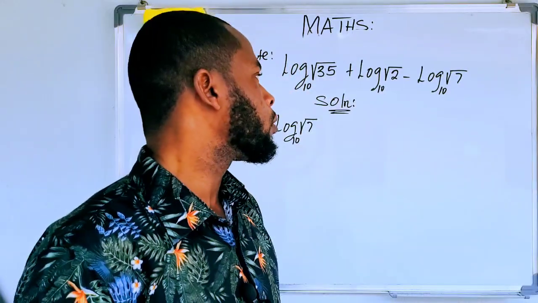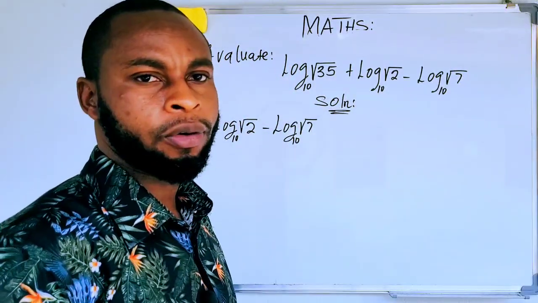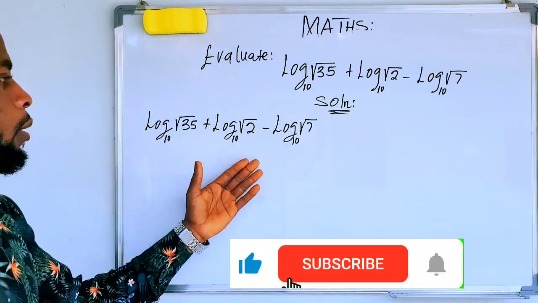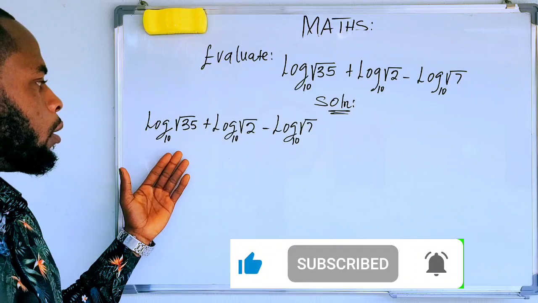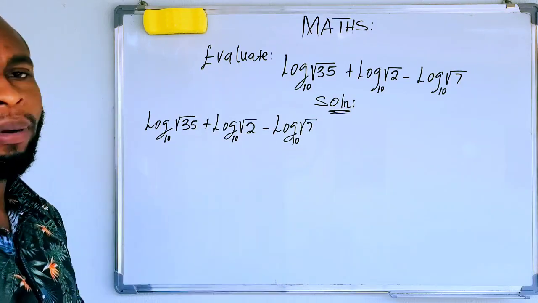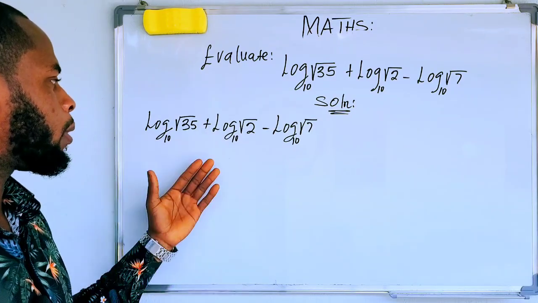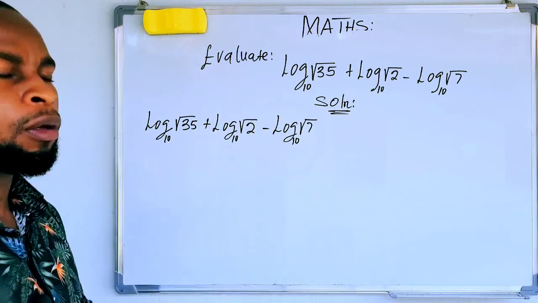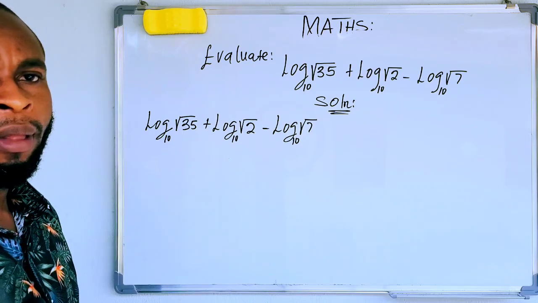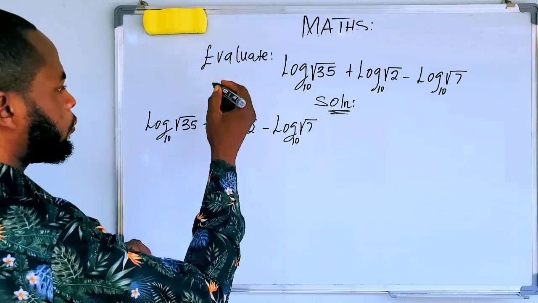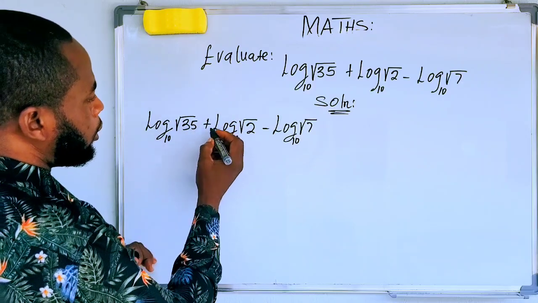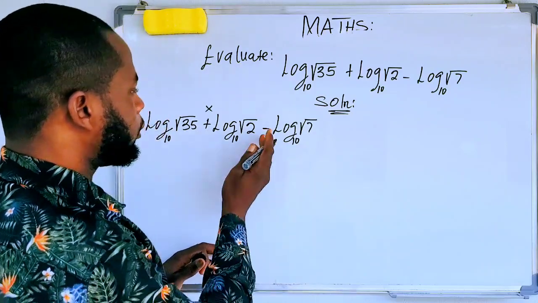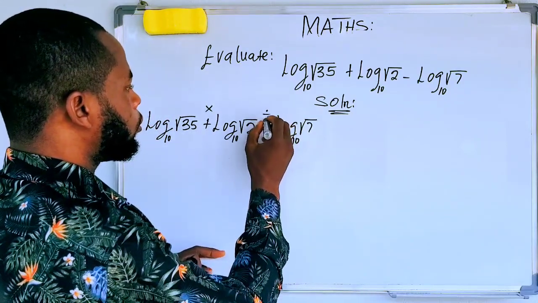I'm going to teach you how to evaluate this logarithmic expression here on the board. We have this. Since the expression is being expressed in the same base, the first step is to apply the product and quotient logarithmic properties. That is, wherever we have a plus or addition sign, we change it to multiplication, and wherever we have a negative, we change it to division.